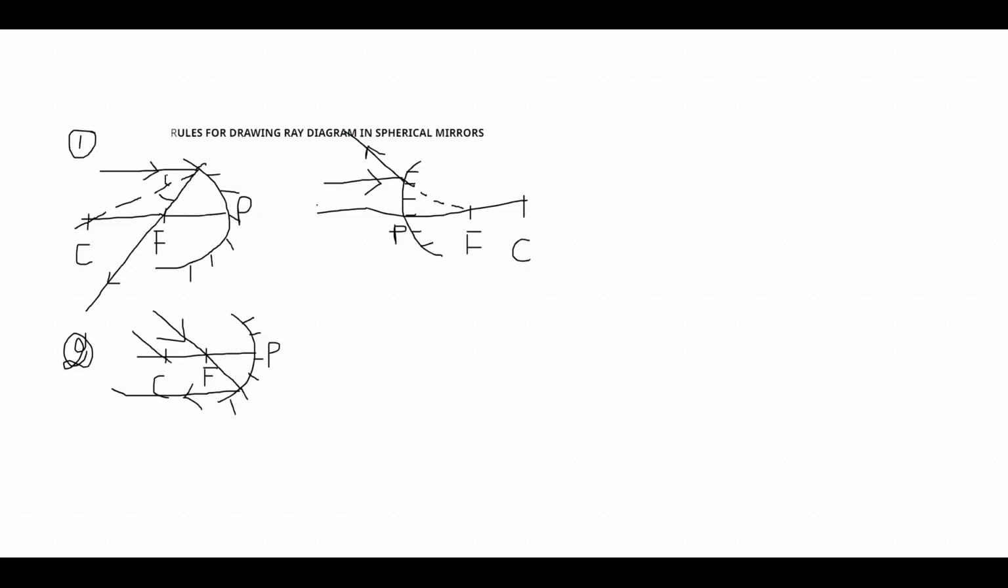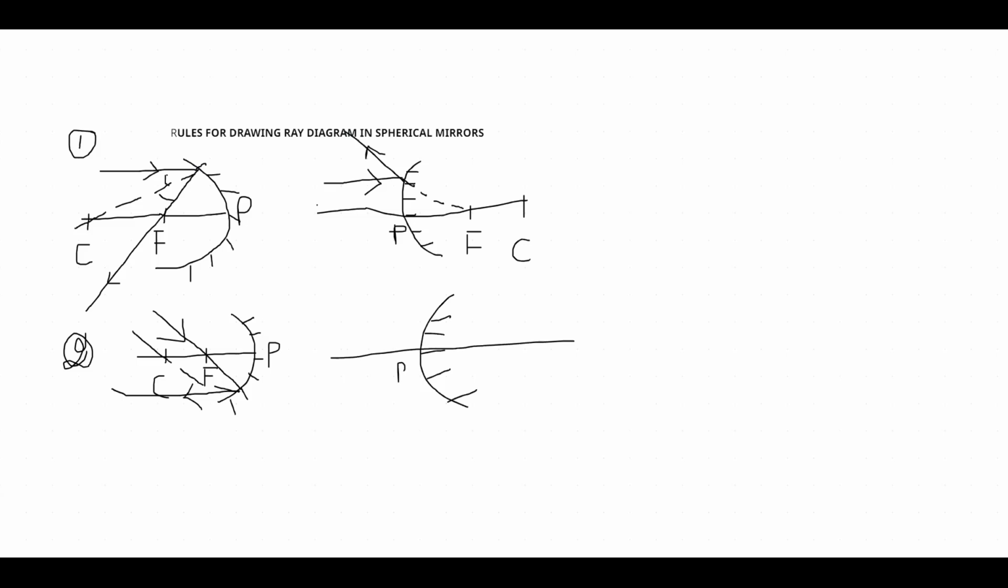Okay, my lines may not be straight because I'm drawing freehand, but when you draw it with the help of a pencil and scale, it has to be accurate. In case of a convex mirror, how will you represent this rule? Again, you will draw the mirror, mark the principal axis, pole, focus, and center of curvature, like this.